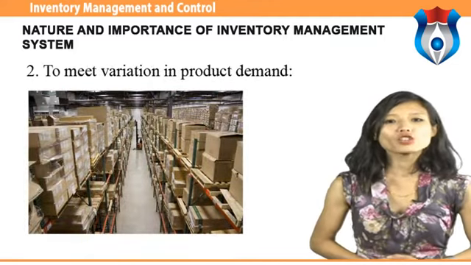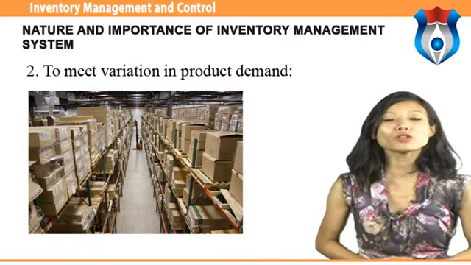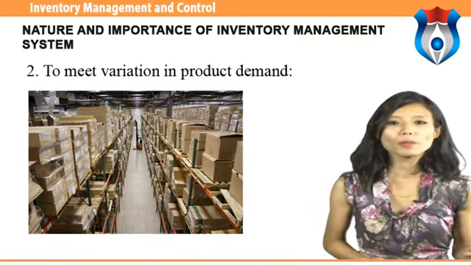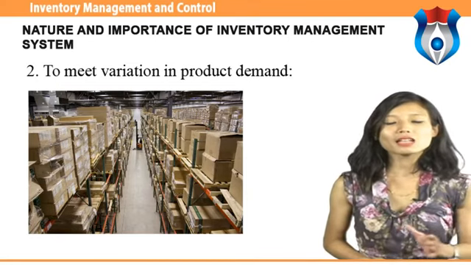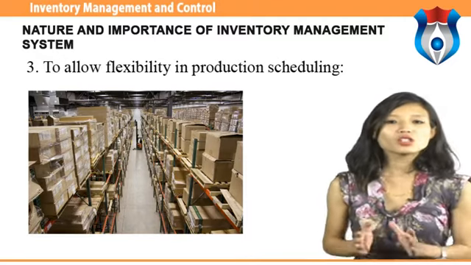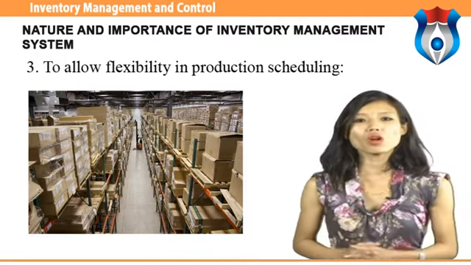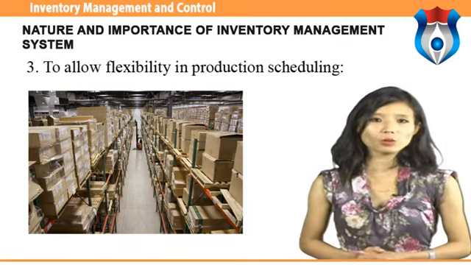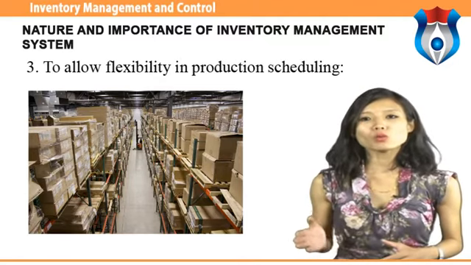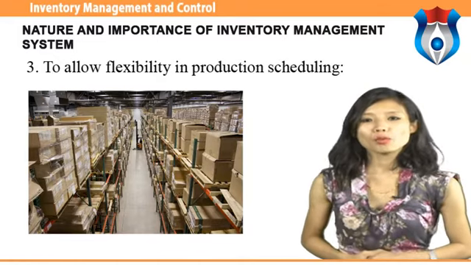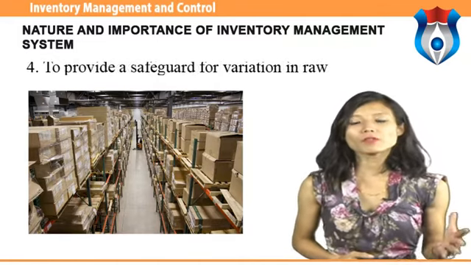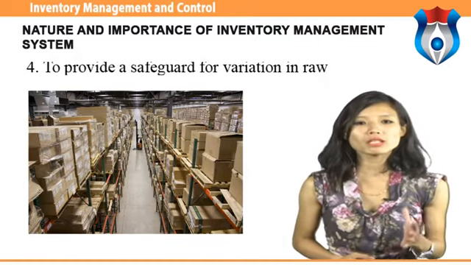To meet variation in product demand. If the demand for the product is known precisely, it may be possible, though not necessarily economical, to produce a product to exactly meet the demand. To allow flexibility in production scheduling. A stock of inventory relieves the pressure on the production system to get the goods out. This causes longer lead times while permitting production planning for smoother flow and lower cost operation through larger lot size production. To provide a safeguard for variation in raw material delivery time.